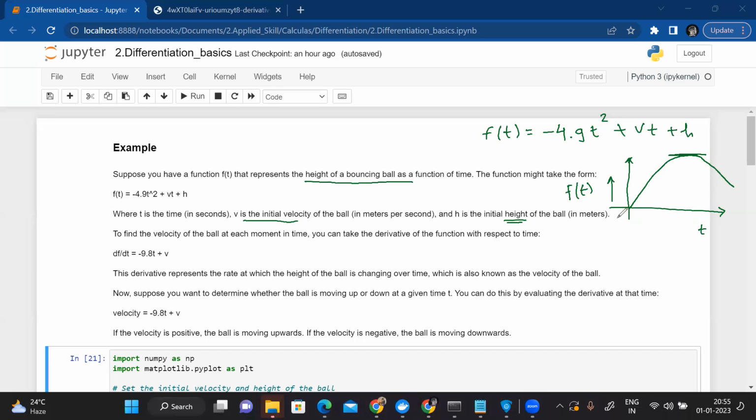Okay, so our task is to find out the velocity of the ball over the time basically. So if I ask what will be the velocity at this point, or what will be the velocity at this point, or what will be the velocity of this point basically. Are you getting my point? Basically velocity is what we are trying to understand, that with respect to time, how your velocity is changing. Okay, are you getting my point?